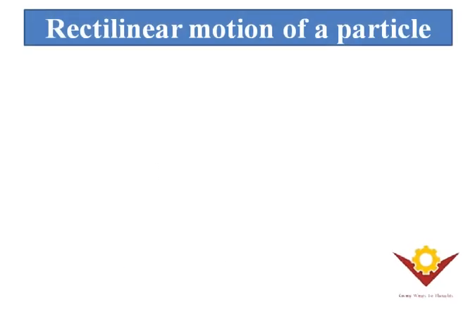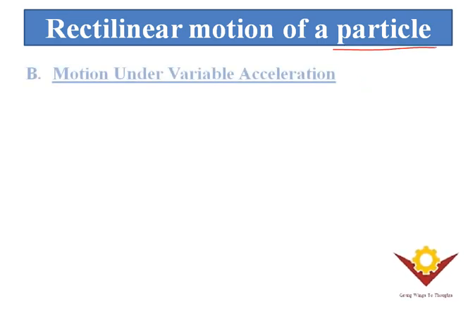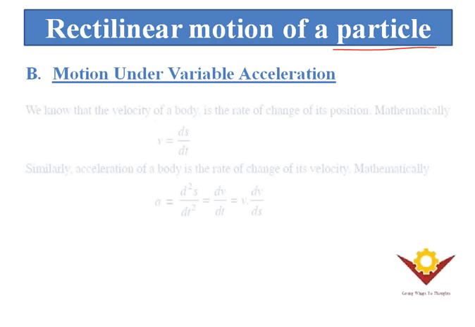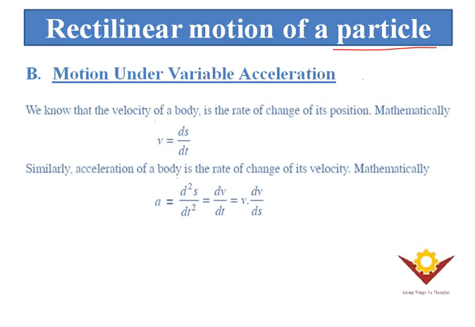Particle, we won't consider any mass for it. And now the motion under variable accelerations. You know what is variable acceleration? That means acceleration is varying with respect to time.